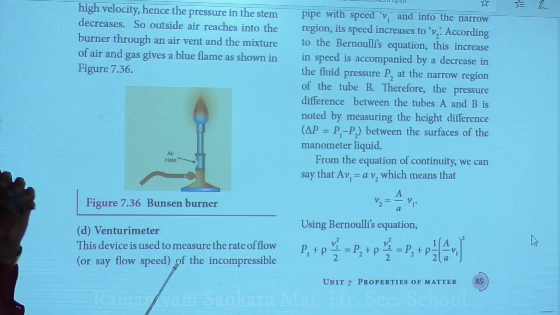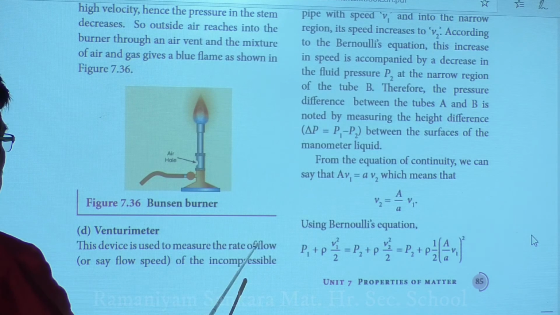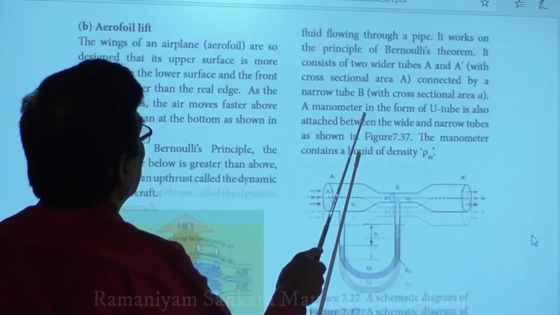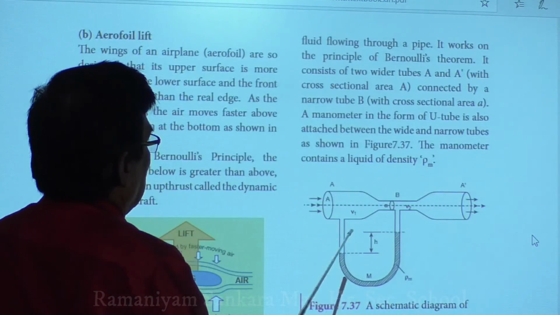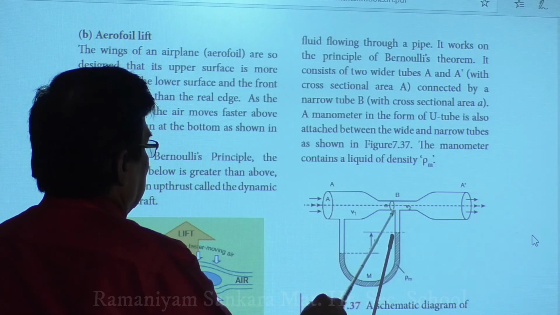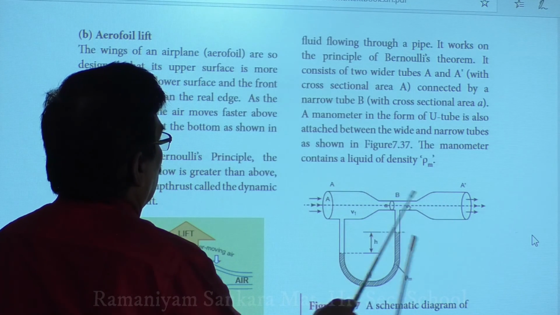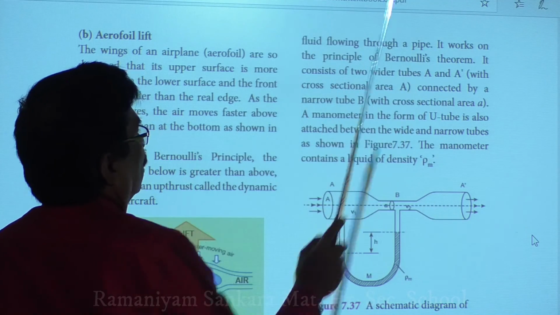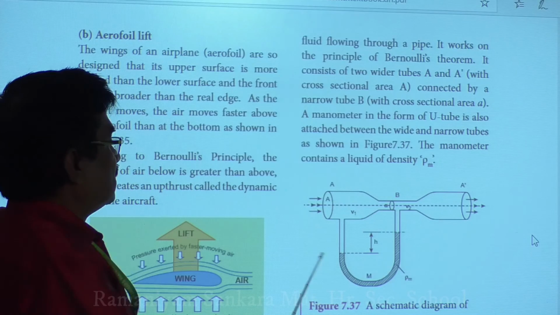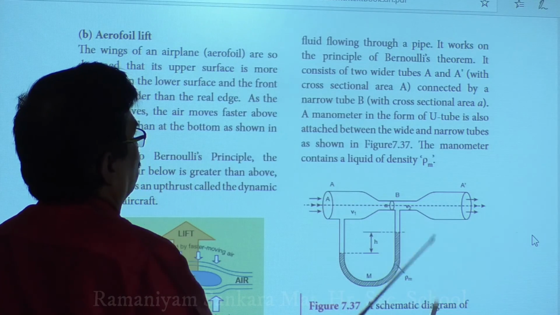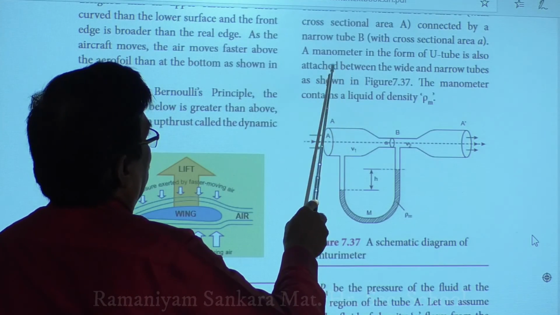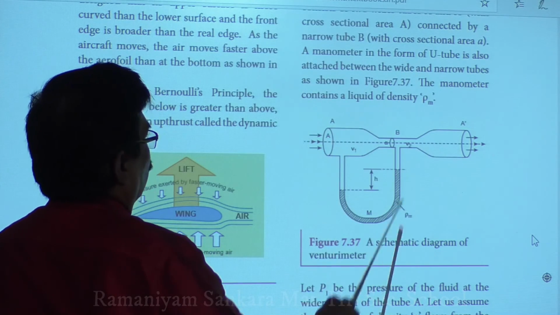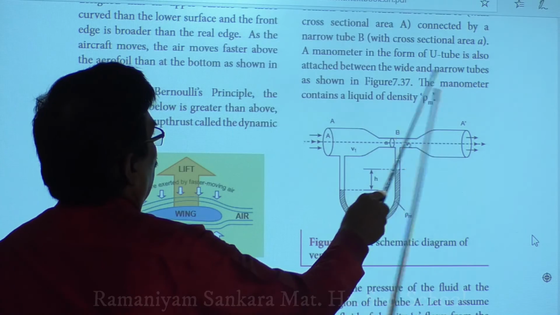Now the venturimeter. This device is used to measure the rate of flow of speed in incompressible fluids. This is called venturimeter. See the diagram, both sides are open, and the fluid flows through a pipe. It works on the principle of Bernoulli's theorem. One more question: the schematic diagram of the venturimeter. It is connected by a narrow tube. A manometer, as shown, is also attached between the wide and narrow tubes.